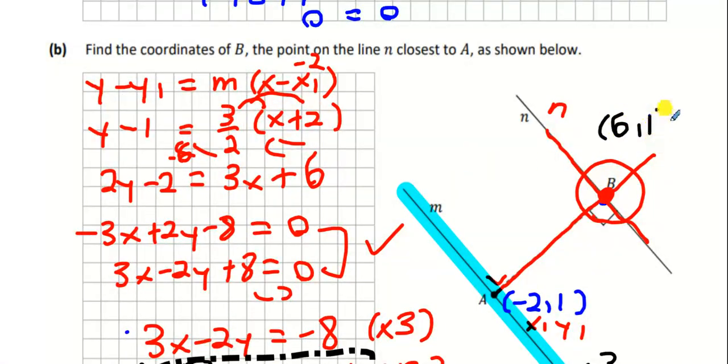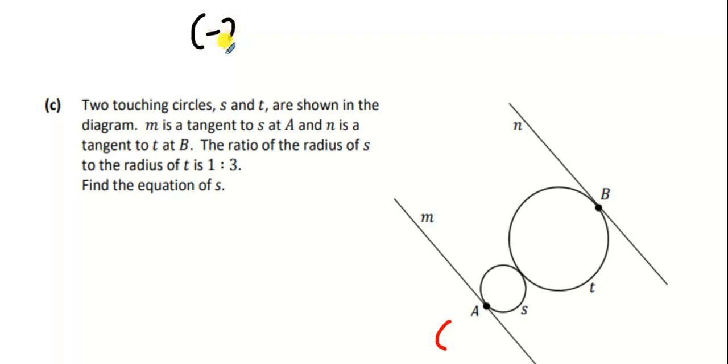B is (6, 13). So what we have here is A (-2, 1) and B (6, 13).